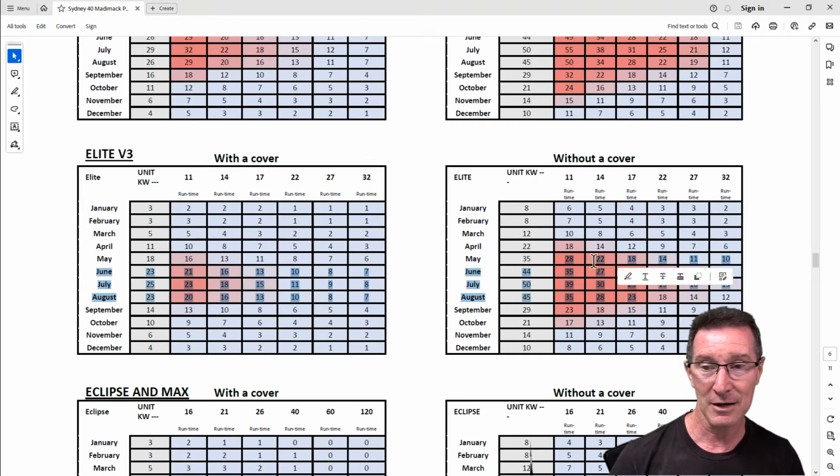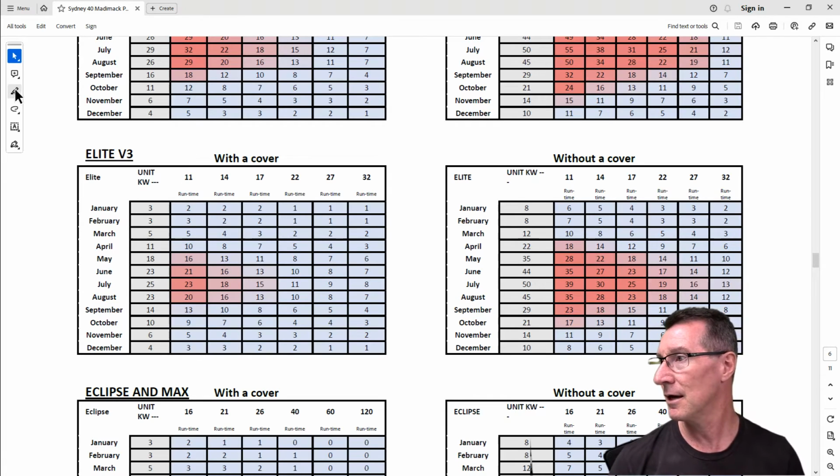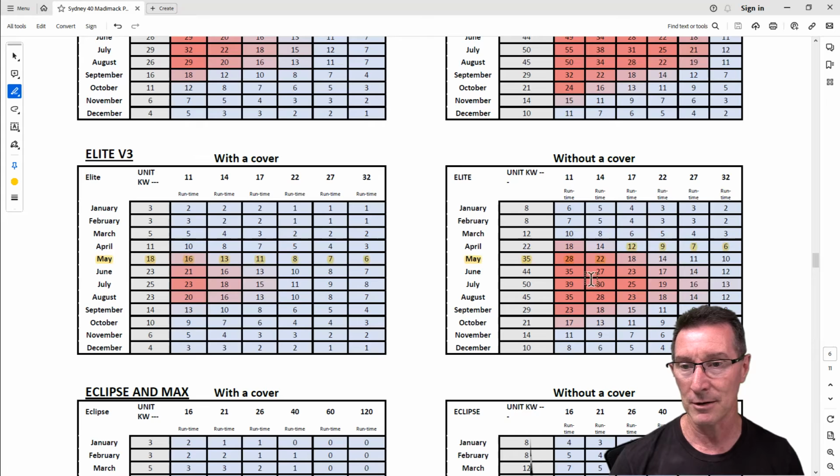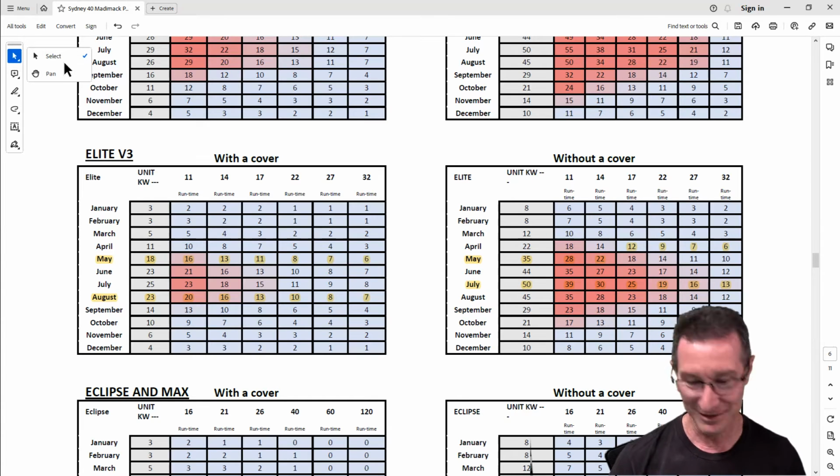Check out this. Sorry, can I draw on this? Yeah, I might be able to draw. Look, can I highlight? I don't know, this is an Acrobat thing. Oops, no, that's a highlighter. Anyway, let's go back here, shall we? Can I like control Z that or something?